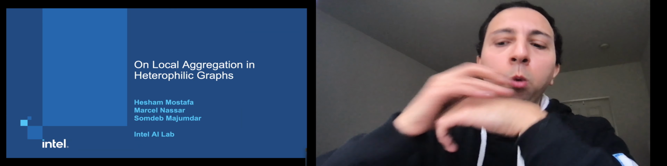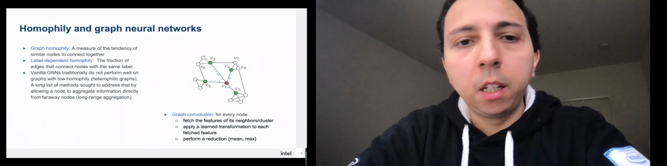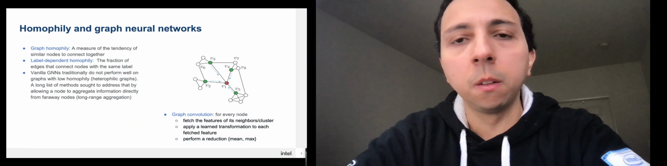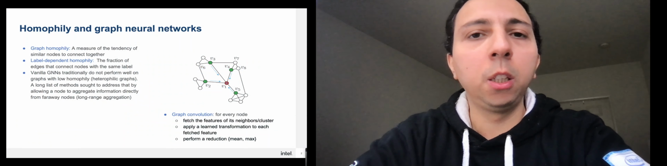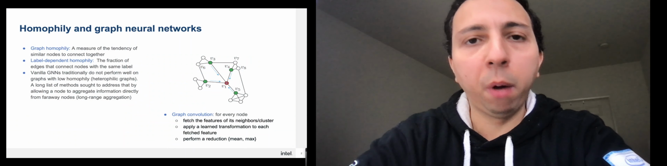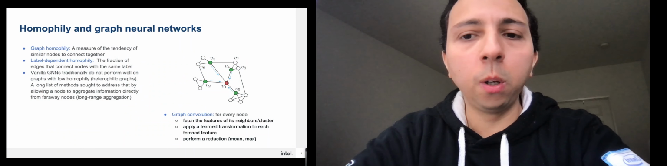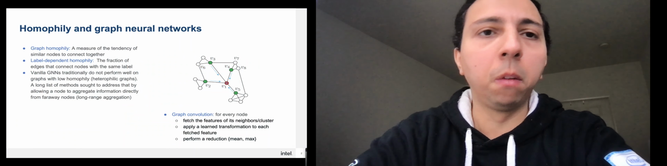Hi, so this talk is about the graph homophily metric and how it relates to the performance of graph neural networks. So homophily is a measure of the tendency of similar nodes in the graph to connect to each other. One particular instantiation in labeled graphs is label-dependent graph homophily, which is the fraction of all edges that connect two nodes with the same label.